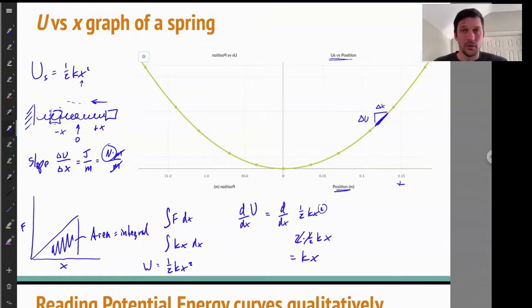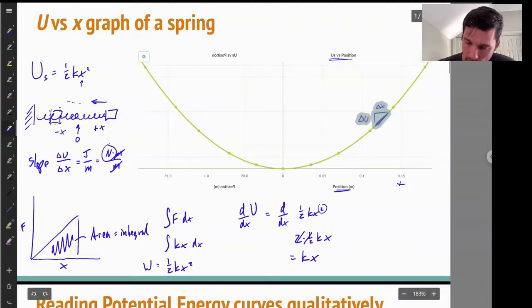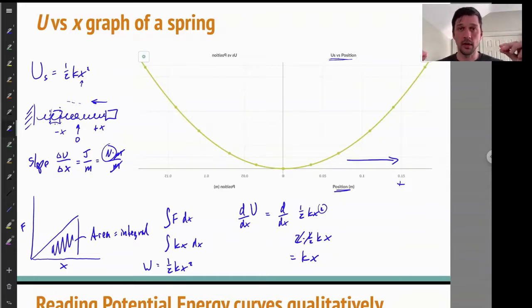Now I say magnitude because there's one additional little detail to pick up on in this case, and that is recognizing that when you displace something to the right, let's say this is a horizontally oriented spring and you pull it to the right.